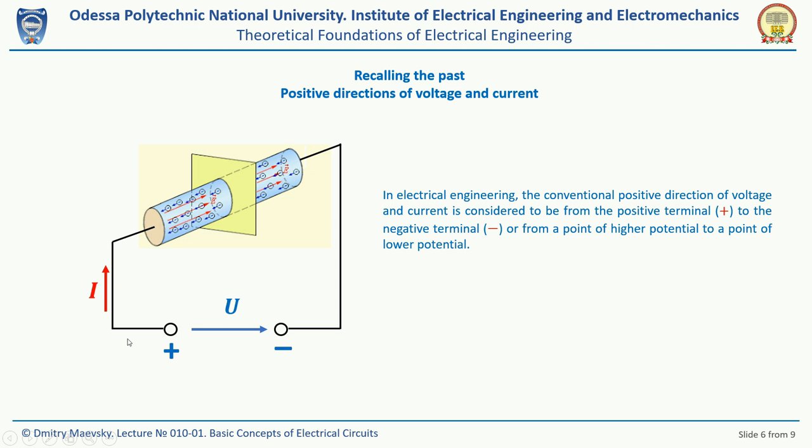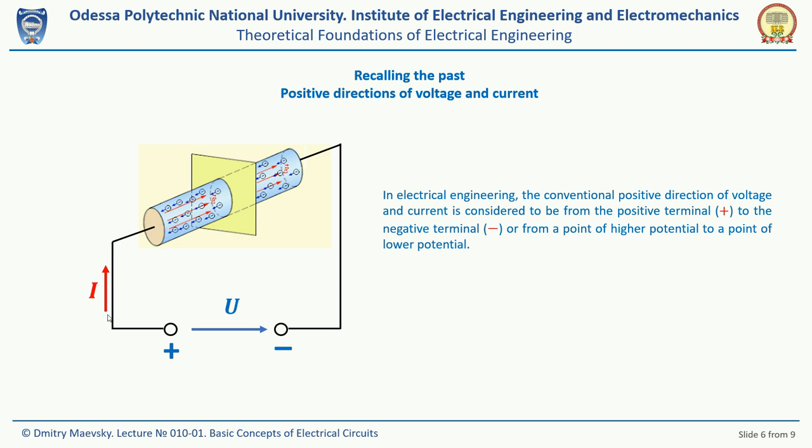So, what direction of the current will be considered as positive? Despite the fact that in the circuits we will study the charge carriers are electrons, we will consider the direction from the point with higher, or positive, potential to the point with lower, negative, potential as the conventional positive direction of the current. This positive current direction is shown in this figure by a red arrow. Note that the conventional positive directions of voltage and current are the same. We will return to this in our next lectures.